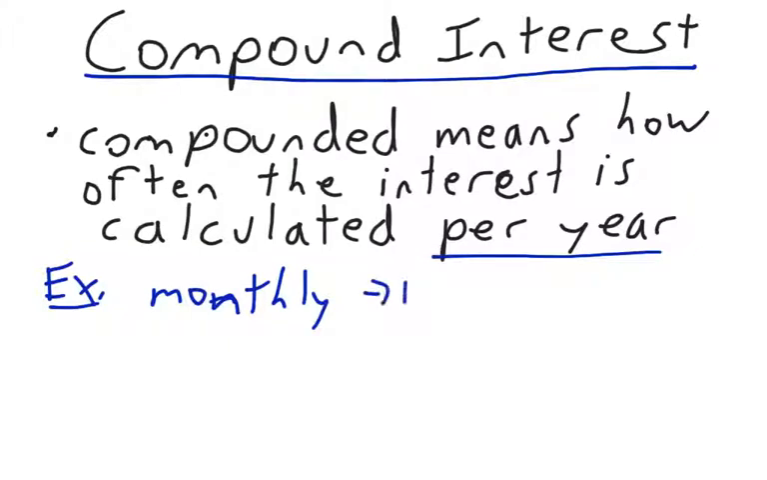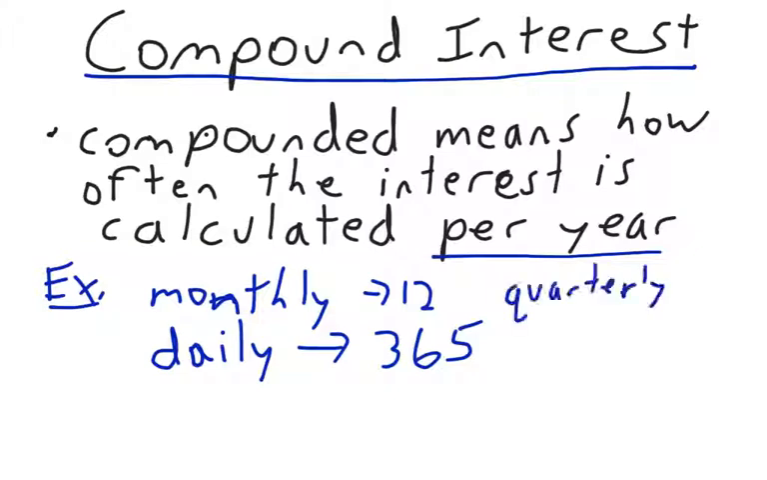And that would be 12. Or if it's compounded daily, how many days are in a year? About 365. And then quarterly, how many quarters are in a year? We'll just think quarter means 4, so 1/4. So that means there's 4 quarters in 1 year. And lastly, we have semi-annually, and that occurs twice a year.